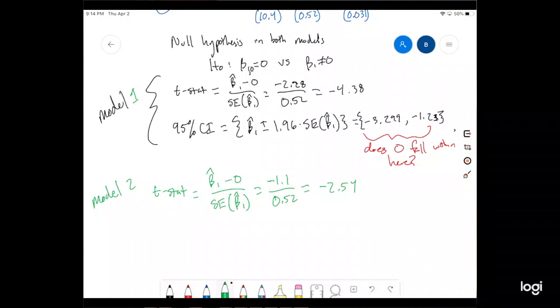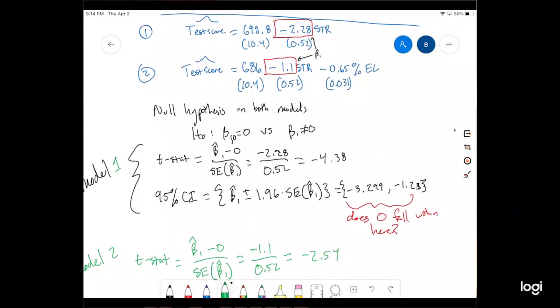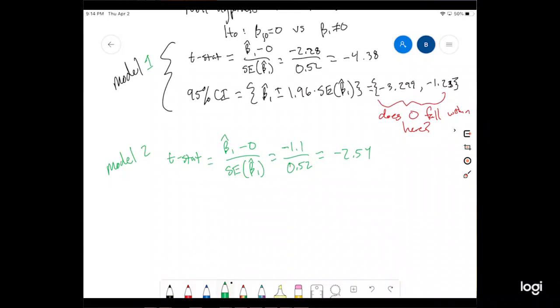So again, can we reject this null hypothesis? Is the t-stat greater in absolute value than 1.96? Yes, it is. So we can again reject our null hypothesis. So even when we include percent English language learners in the model, equation 2 here, we still can reject the null hypothesis, suggesting that there is a significant correlation between class sizes and test scores. The magnitude of that correlation has declined, going from model 1 to model 2, but the significance is still there. At least it's 95% significant. 5% significance, 95% confidence.